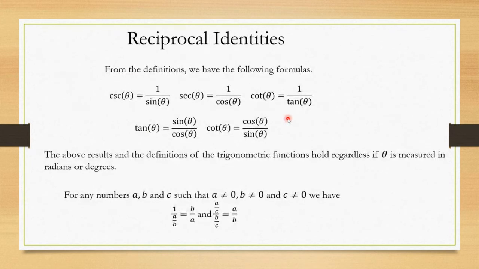And actually, I forgot to say this. You can actually get all the trig functions in terms of sine and cosine. Hold on. Once you know the values of sine of theta and cosine of theta, you can easily get all the other trig functions using these identities.